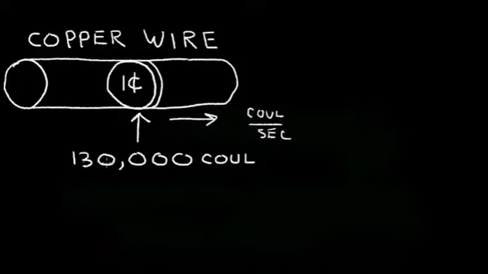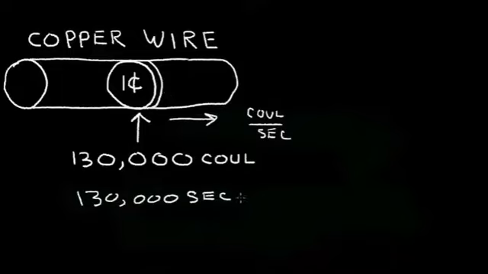If we have 130,000 coulombs that must pass the surface of the penny, and we're only moving a coulomb each second, it's going to take 130,000 seconds for the charge in the penny to pass the surface of the penny.